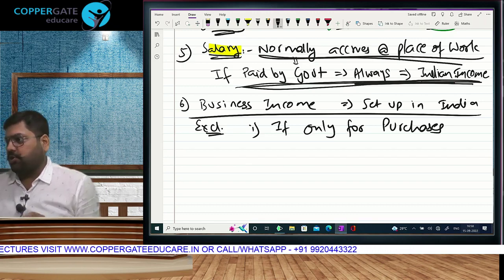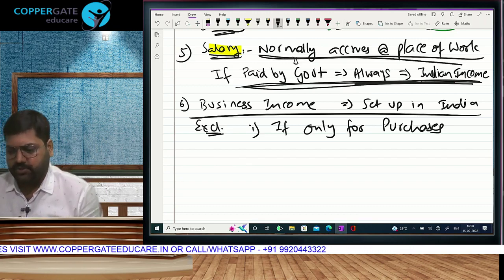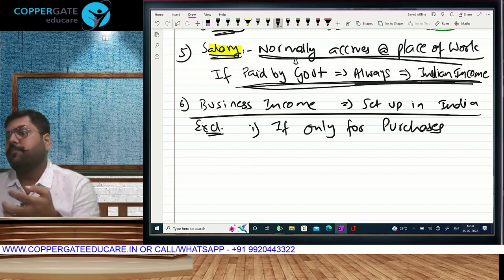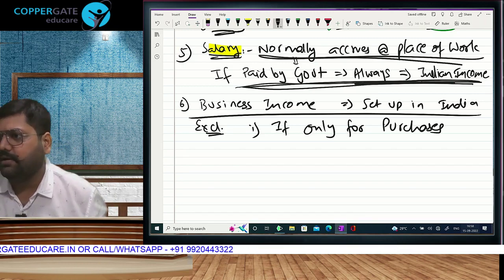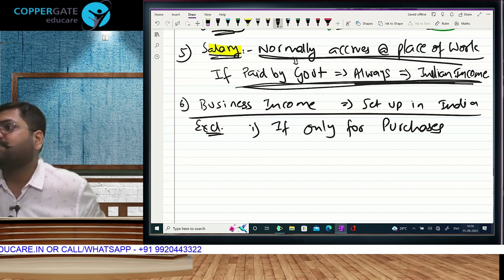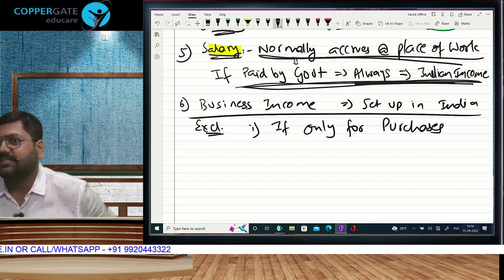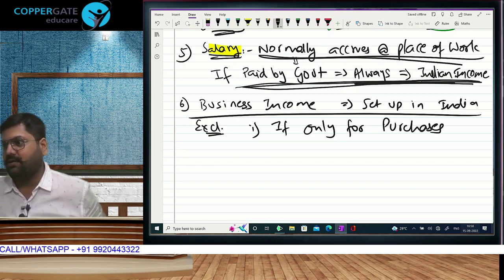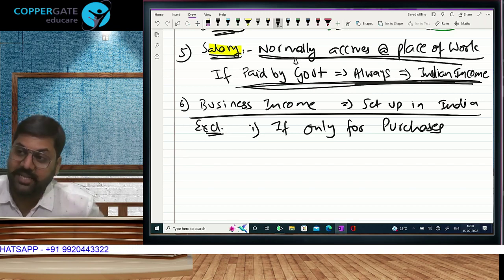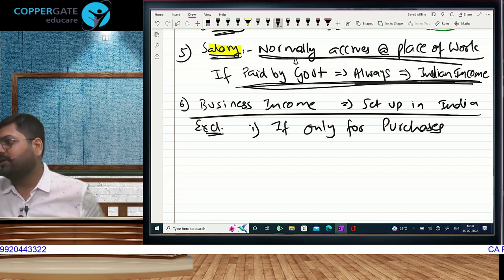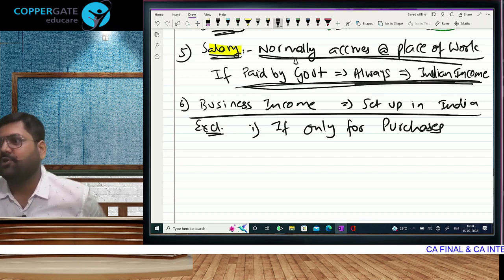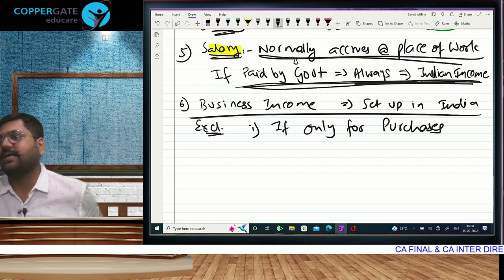Other than purchase of materials or goods, it can be raw material, it can be a trader purchasing goods and sending them. The sale activity is done outside India. So you can't say that the business is set up. Business is set up for selling, not for buying. So if the activity is limited to purchases, then we will not call it business setup. Is that understood? So that won't be Indian income. Meaning, you purchase in India and sell outside, then it's foreign income.